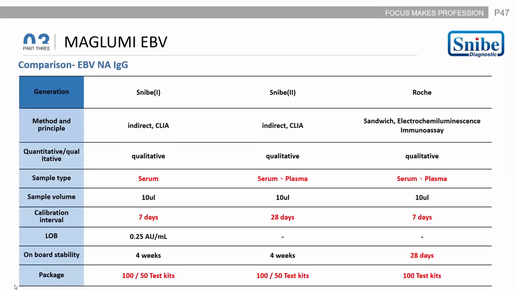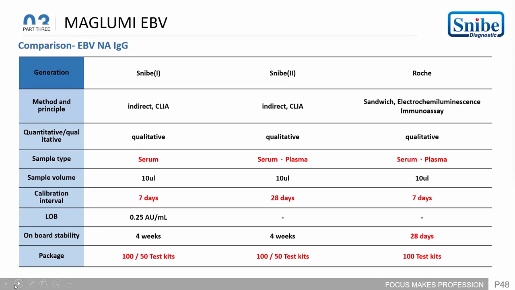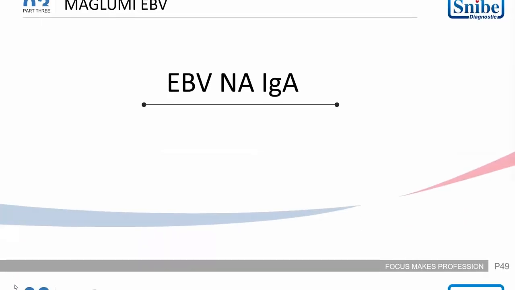If we talk about EBNA IgG, we have an edge in calibration interval. We are equally good in sample types and sample volume, our onboard stability is a little bit better than Roche, and we have flexibility in pack size of 50 tests and 100 tests.